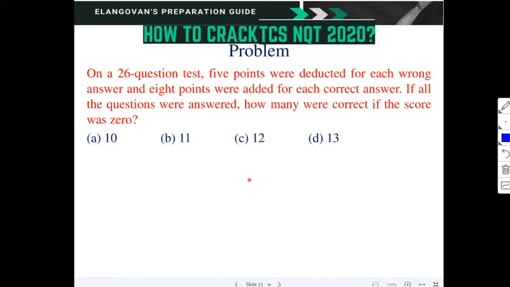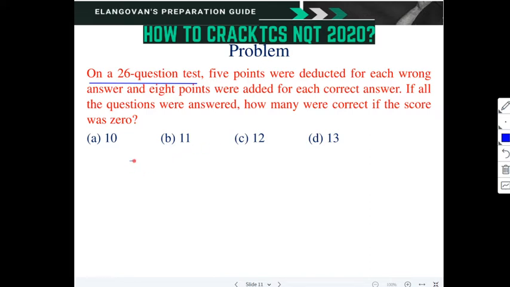On a 26 question test, 5 points were deducted for each wrong answer and 8 points were added for each correct answer. If all the questions were answered, how many were correct if the score was 0? So here, they have given two statements. The first statement is: on a 26 question test. There are some wrong answers and some correct answers. So the number of correct answers plus the number of wrong answers is equal to 26, the total number of questions.